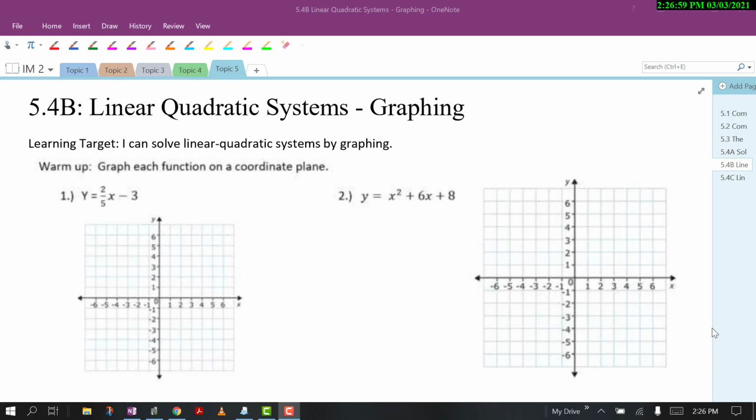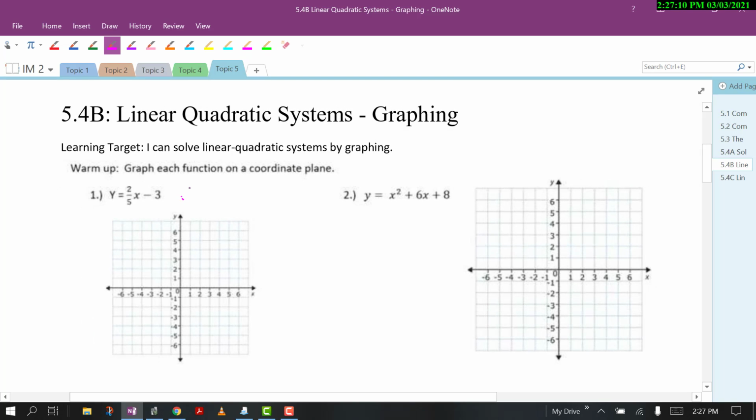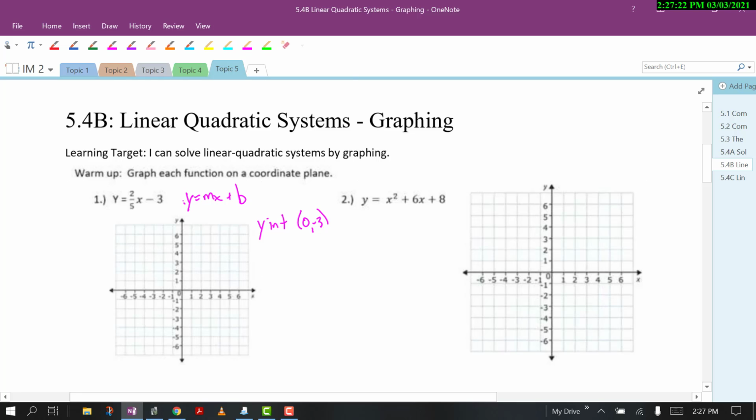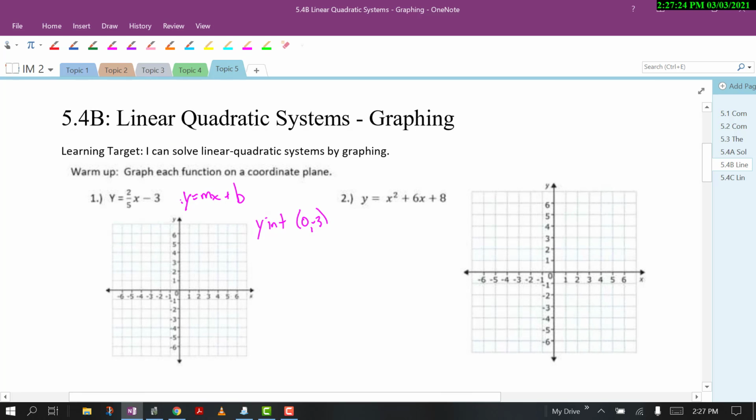Graph each function on a coordinate plane. So y equals 2 over 5x minus 3. So remember, that is y equals mx plus b, where b is our y-intercept. So in this case, our y-intercept is at (0, -3). So that's our starting point.